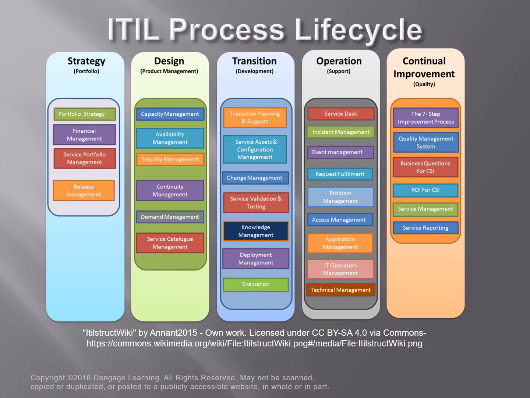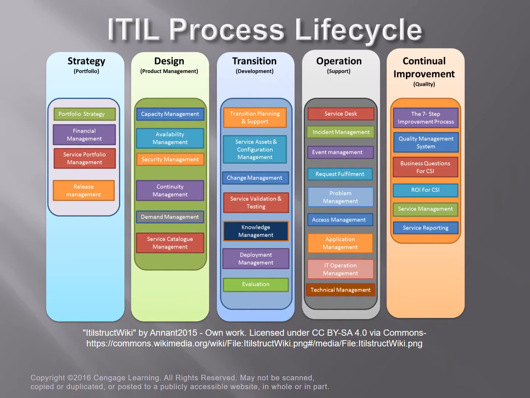So looking at the 5 phases of the ITIL process lifecycle, you've got strategy, design, transition, operation, and continual improvement. With the strategy, you look and make sure that you're offering an appropriate portfolio of IT services. You have a plan in place to use technology to manage your financial performance. You manage how well IT delivers on what it's supposed to do, and you make sure that you have updated products.